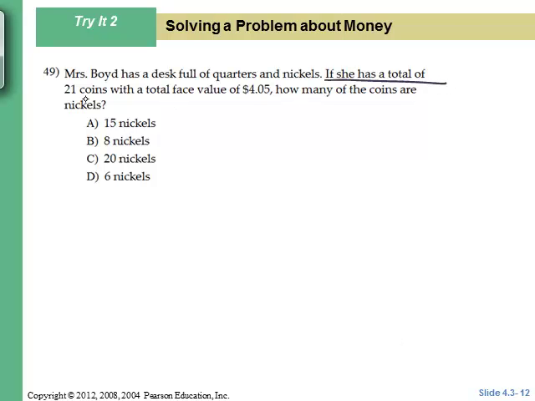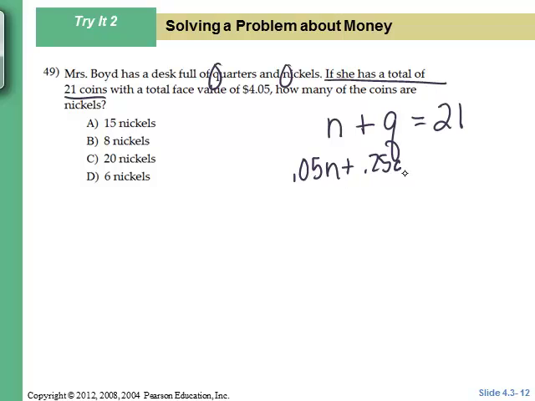She has a total of 21 coins. So nickels plus quarters is 21. So our two variables are N for nickels and Q for quarters. 0.05, because nickels are worth a nickel, plus 0.25 quarters equals 4.05.